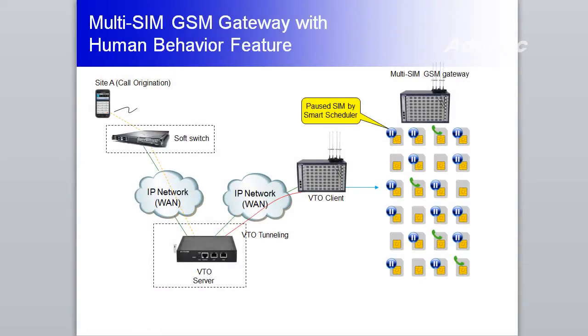AP-GS3200 has a human behavior picture. The picture in AP-GS3200 makes a call from a GSM port to another GSM port from time to time for longer SIM card operation.